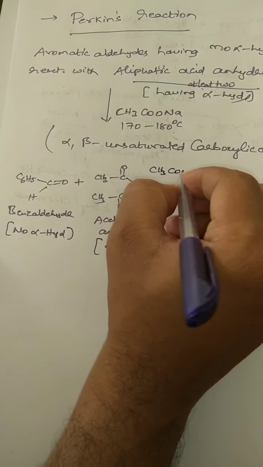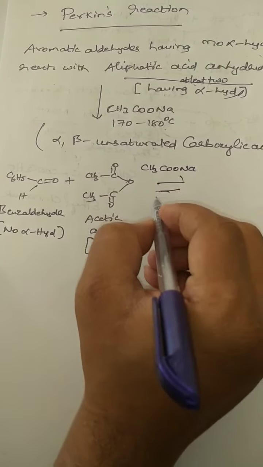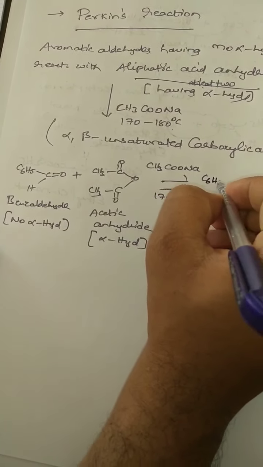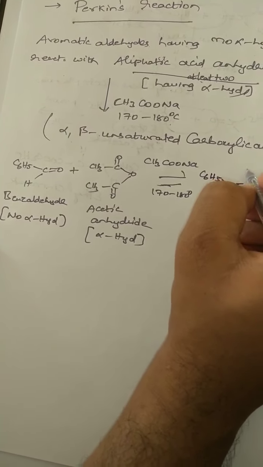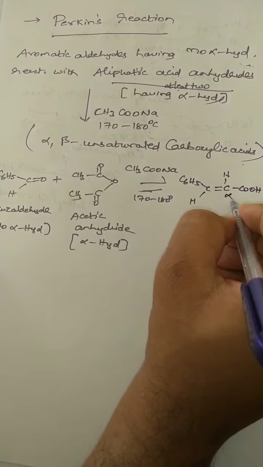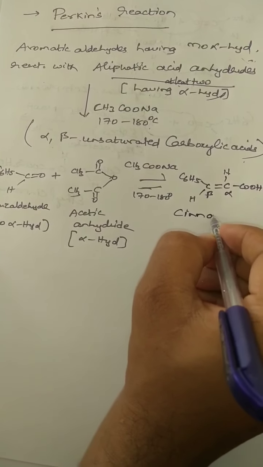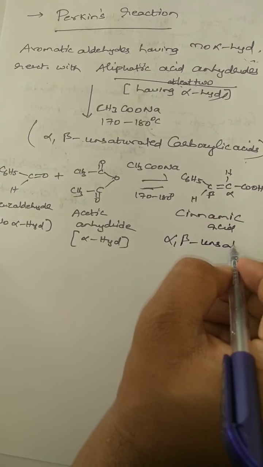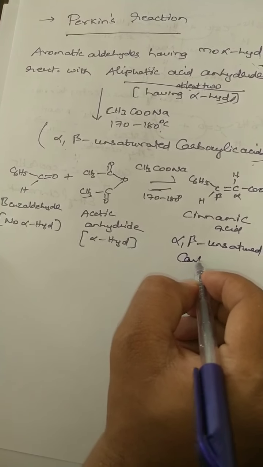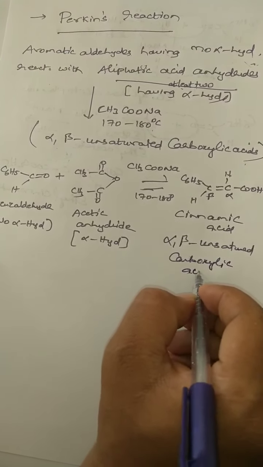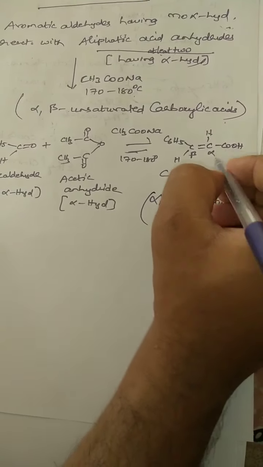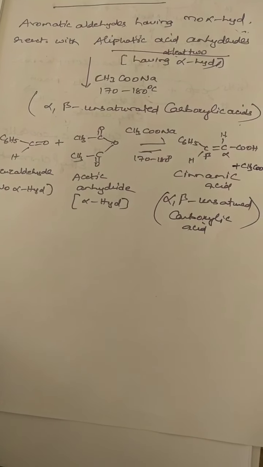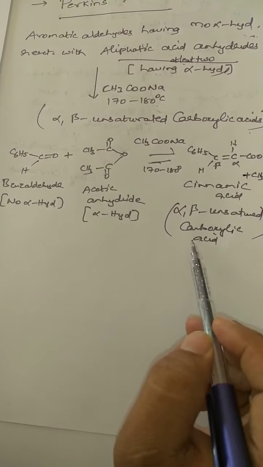In the presence of the sodium salt of acetic acid, sodium acetate, you have to maintain the temperature of 170 to 180 degrees, and finally you are going to get C6H5CH=CHCOOH. This is the alpha carbon, this is the beta carbon, and this is called cinnamic acid. It is an example of an alpha, beta unsaturated carboxylic acid. Along with that, the byproduct acetic acid is eliminated. So finally, in this Perkin reaction you get alpha, beta unsaturated carboxylic acids.